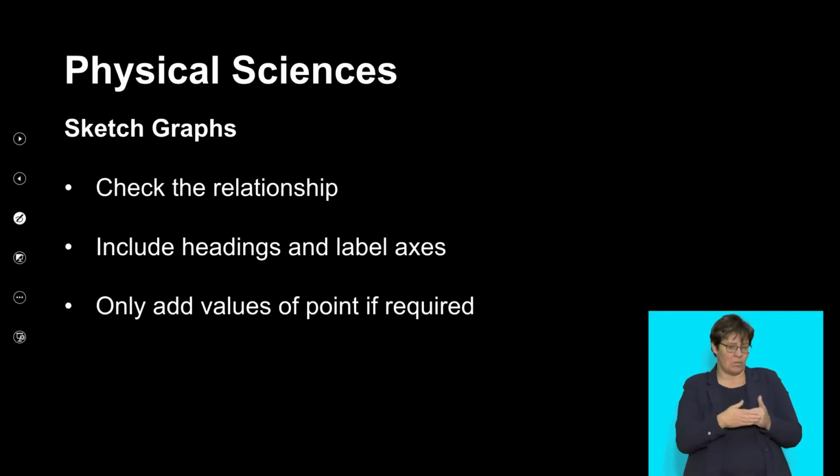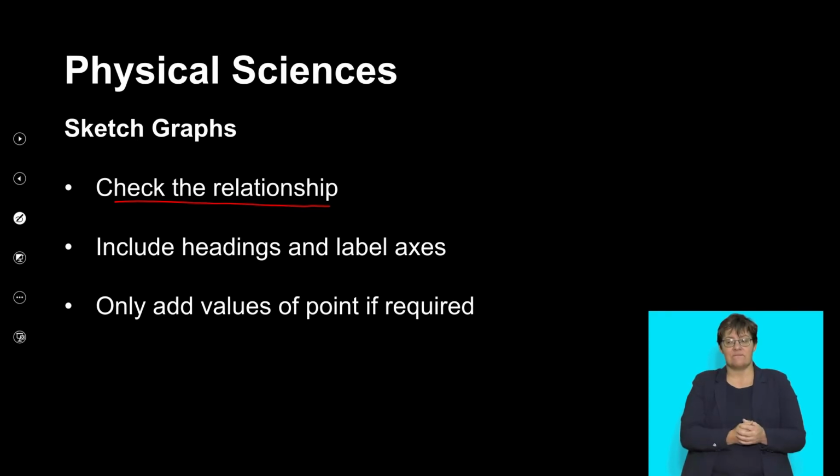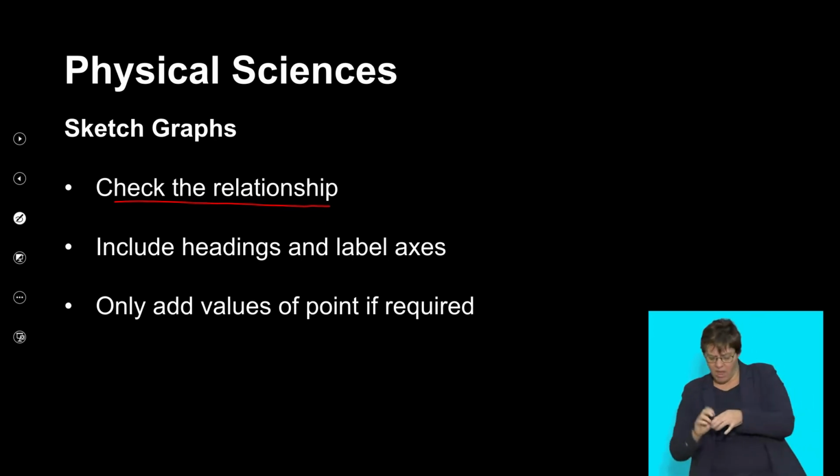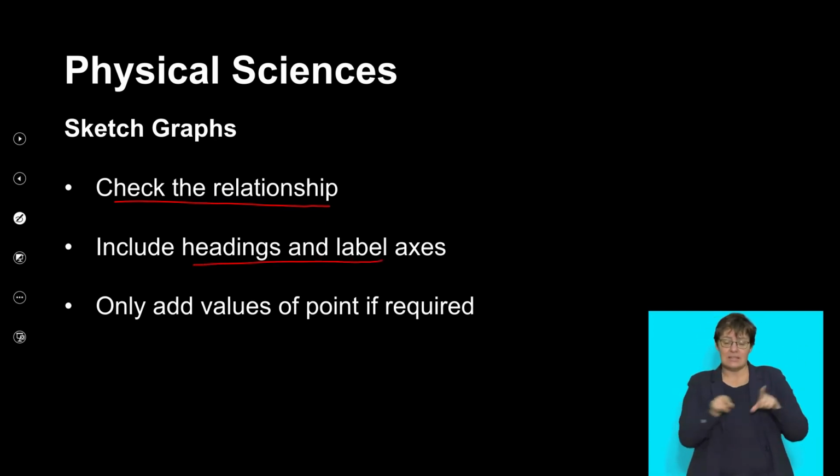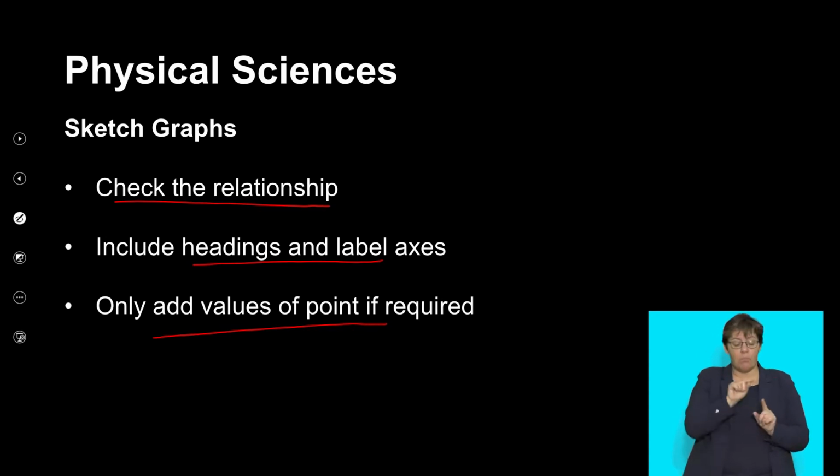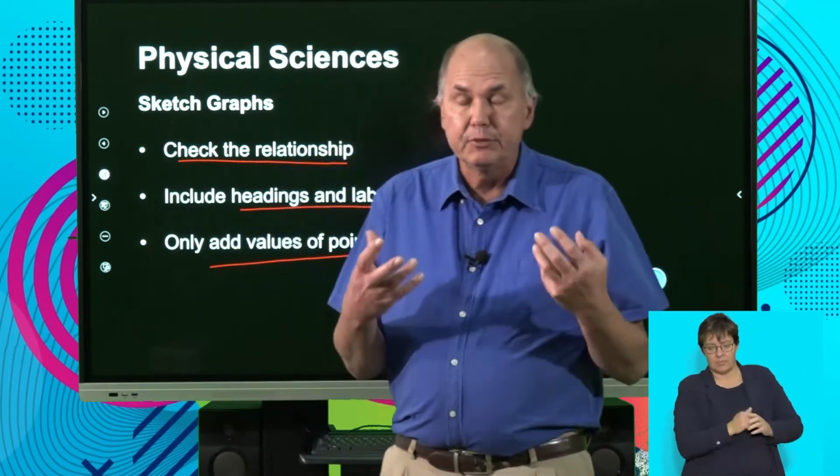So when you look at relationships, please remember that you check that you've got the graph and you understand the relationship between the variables. Include the headings and the labels when you're sketching a graph, because this can help us understand what's happening. And you only add in a point when you're sketching if it is a critical value. So if something changes, that's where you need to have it joined in.